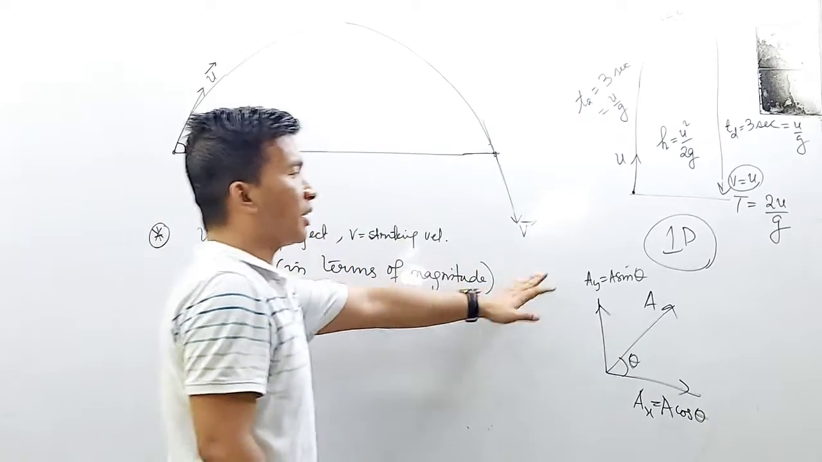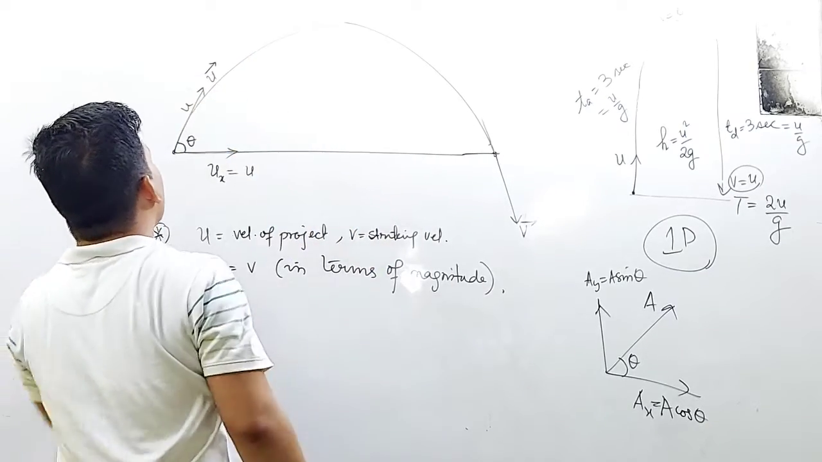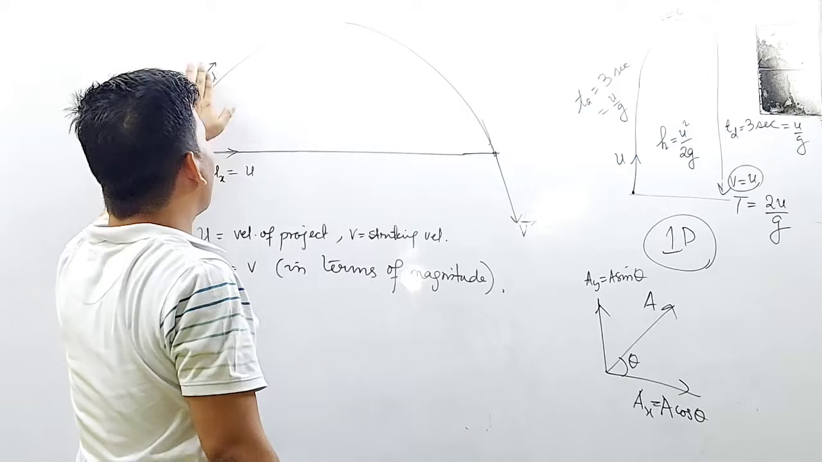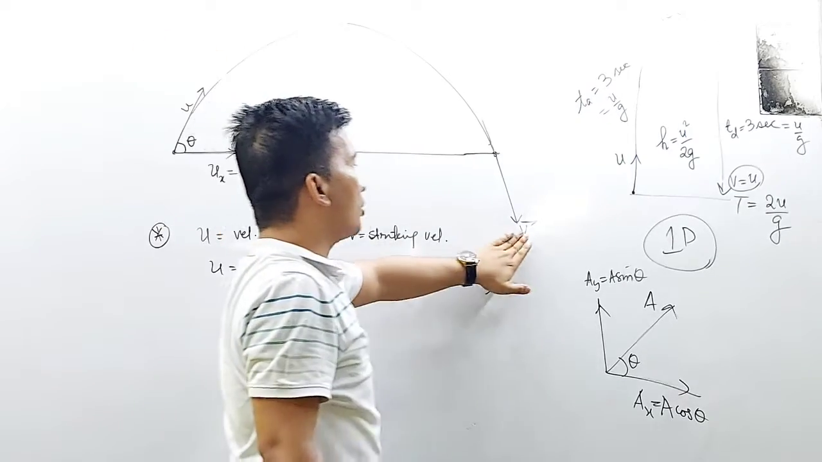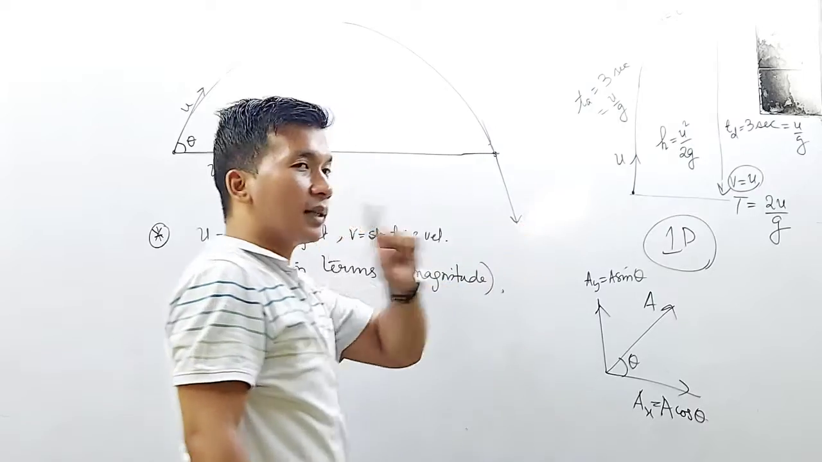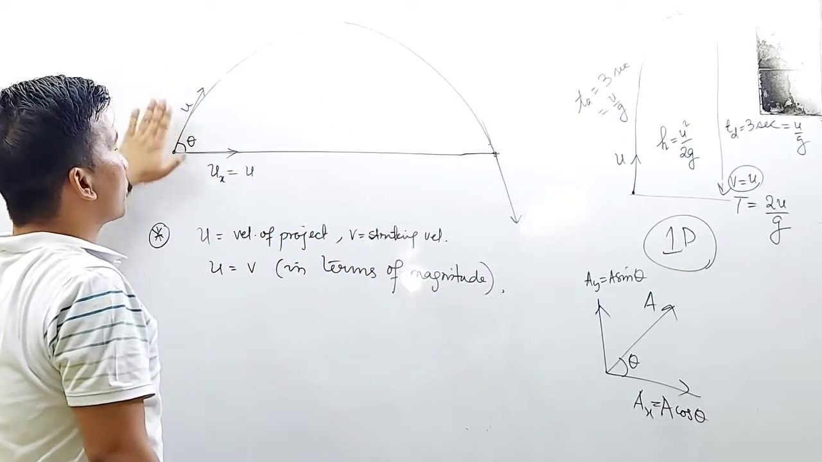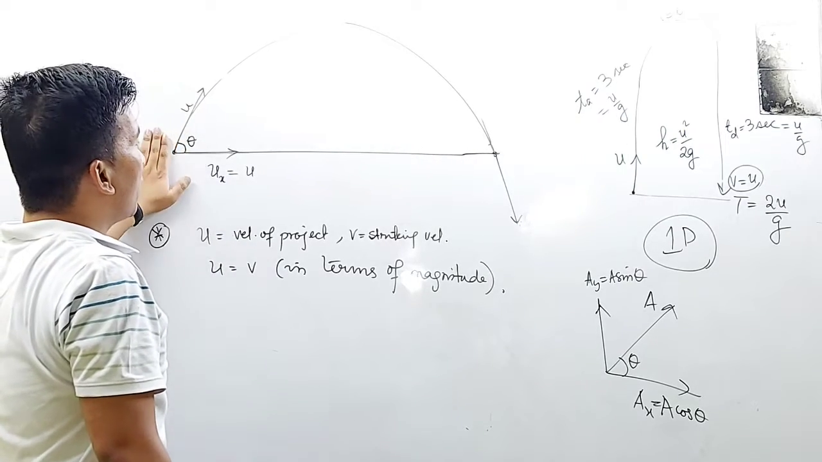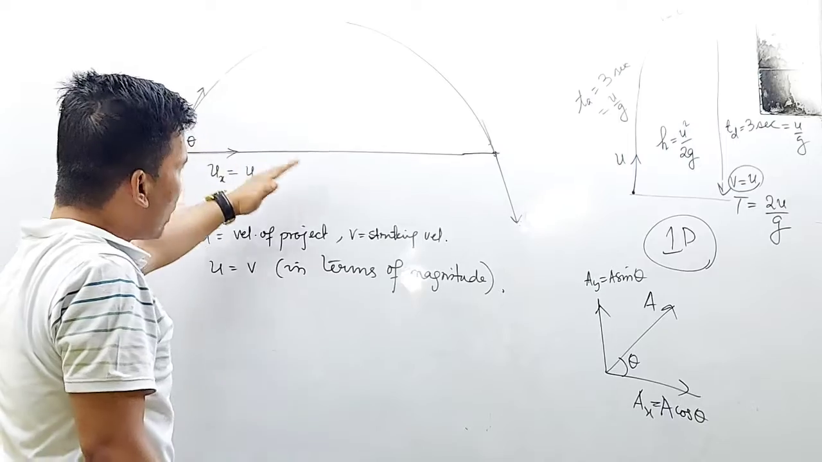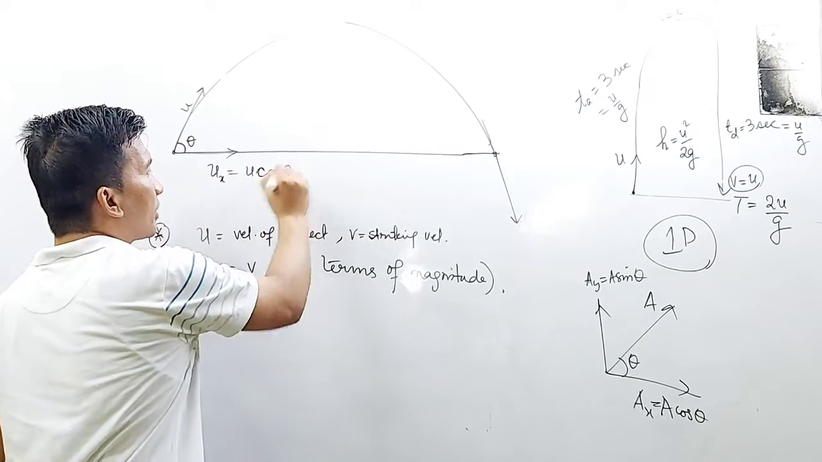This is in terms of magnitude, u. We consider the magnitude of the velocity of projection to be u. Then what will be the horizontal component? The horizontal component will be u cos of theta.